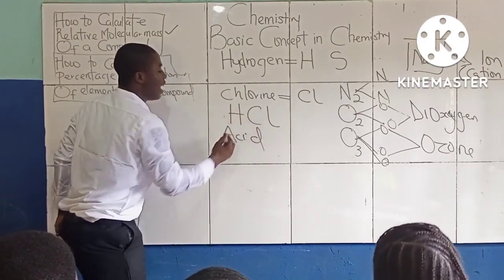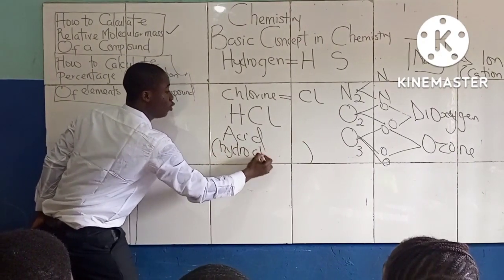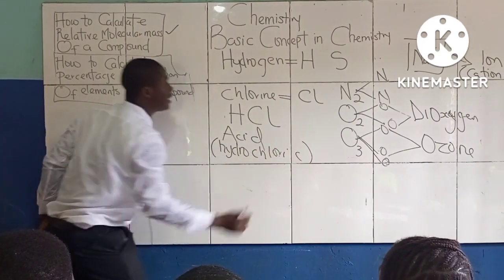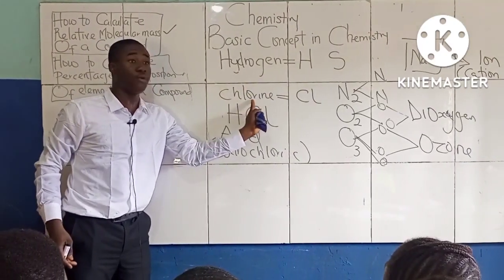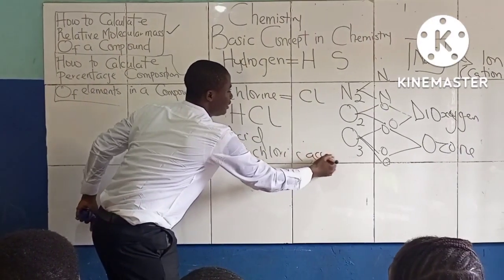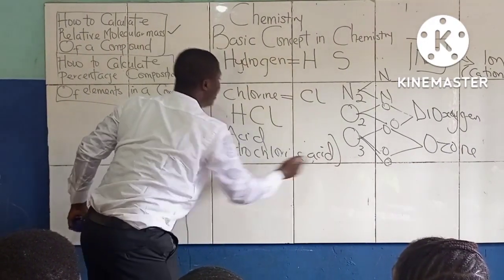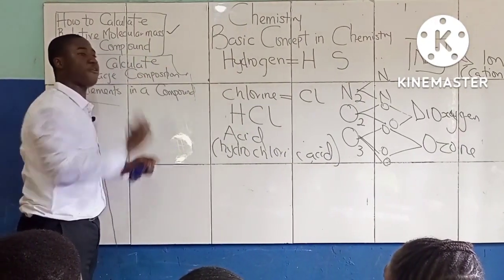This is an acid. But to be specific, it is called hydrochloric acid. Why is it called hydrochloric acid? You can see it now. From hydrogen, hydro, and chloric. That's how they got hydrochloric acid. So that is the nature of this compound. Now, how do you calculate the relative molecular mass of a compound?